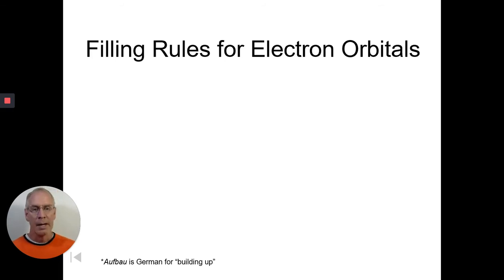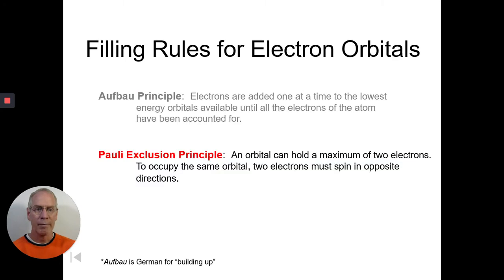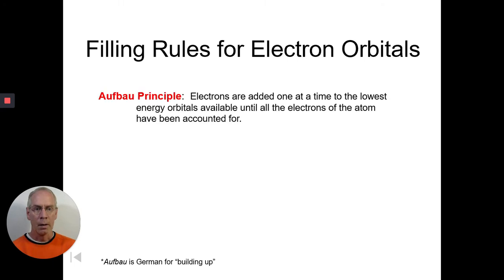And that's why we always can say 1s2, 2s2, 2p6, 3s2, 3p6, 4s2. I've done that 10,000 times, so it's really easy for me. So the Aufbau principle says electrons are added one at a time to the lowest energy orbital available until all of the electrons have been accounted for. Okay? Now, again, they go in order is what the Aufbau principle says.